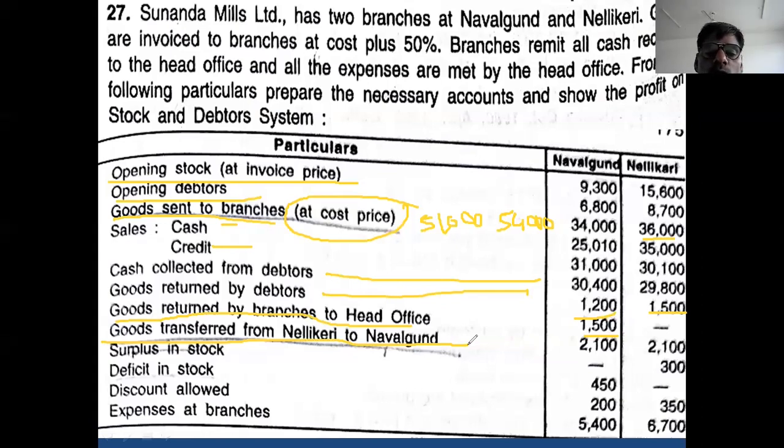Remember this. So goods transferred from Nallikeri to Nawalgund. Nallikeri transferred the goods to Nawalgund. So Nallikeri is the giver of the goods and Nawalgund is the receiver of the goods. Therefore, Nallikeri branch considers that as return to head office. Nawalgund branch received the goods, therefore it considers that as goods received from head office. Remember this.